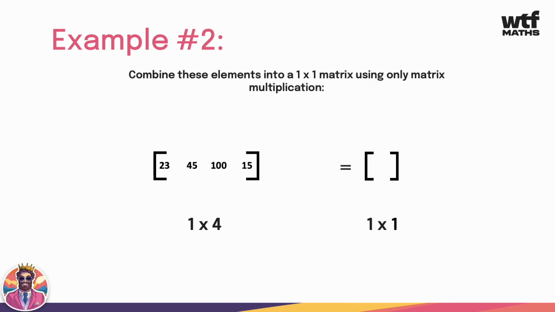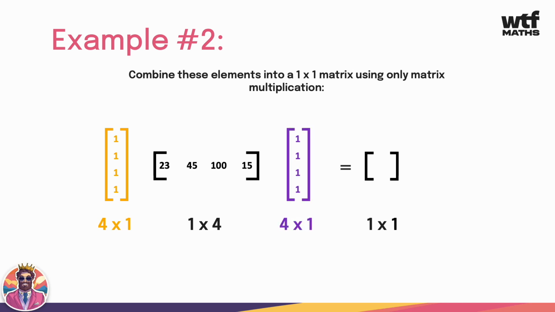Alrighty, let's look at another example here. We've been asked to combine these elements into a 1 by 1 matrix using only matrix multiplication. So, same idea here. We've got a 1 by 4 matrix on the left, and our goal is a 1 by 1 matrix on the right. So there's two options here. We can either use a column matrix filled with ones at the start, or we could put it at the end. So we just need to have a think which order will give us a 1 by 1 answer.